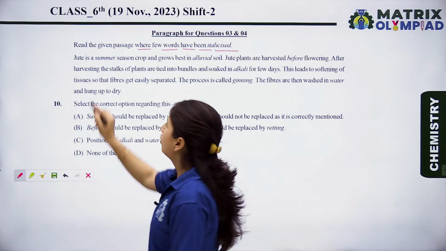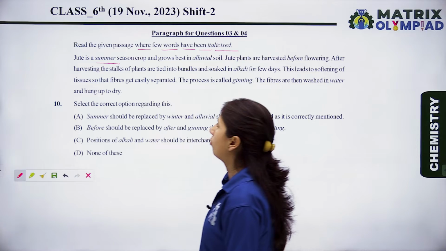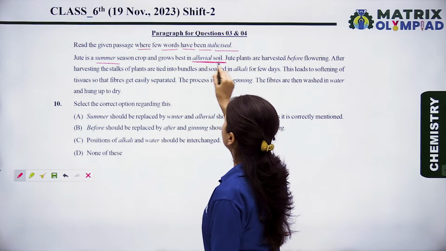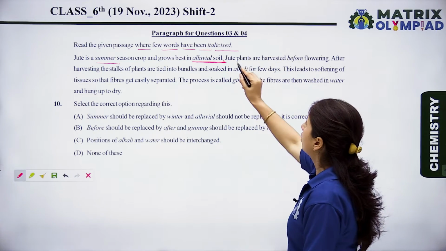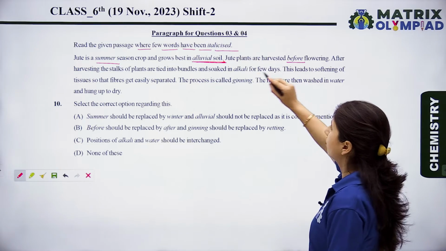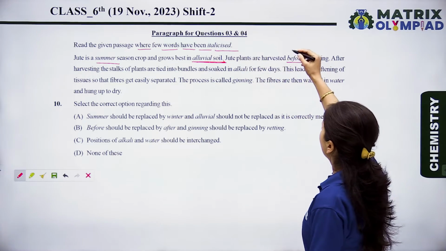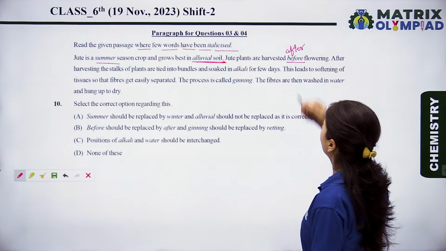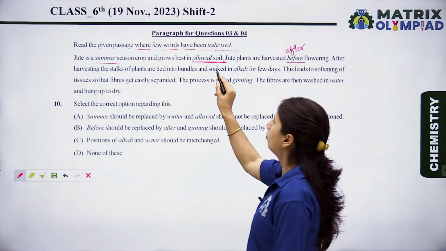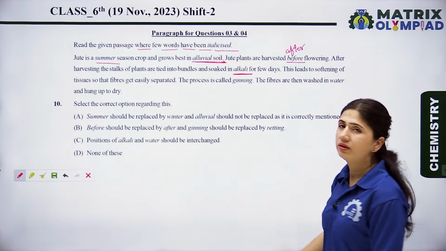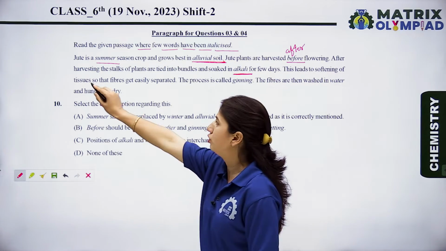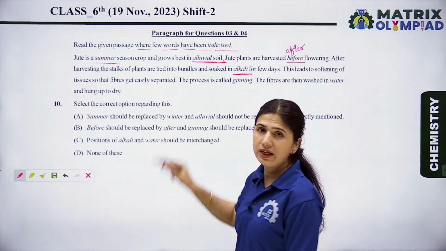Now let's see the paragraph. Jute is a summer season crop. Yes, jute is a summer season crop and grows best in alluvial soil, or we can say black soil. Jute plants are harvested before flowering. No, it's a wrong statement. Jute plants are harvested after flowering, not before flowering. After harvesting, the stalks of plants are tied into bundles and soaked in water for a few days. These lead to softening of tissues so that fibers get easily separated.